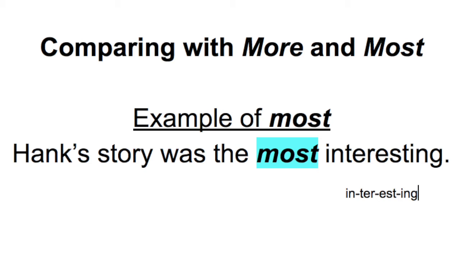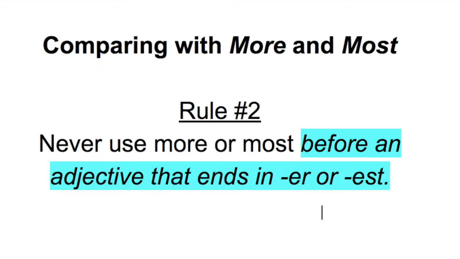All right, let's take a look at the example in our rule box of when we would use most. Hank's story was the most interesting. So here it implies that we're comparing Hank's story to several other stories. Out of all the stories, his was the most interesting. So we use most when we're comparing more than 2 things. That would be the superlative form. And again, because interesting has 4 syllables, when there's more than 2, we say more or most before the adjective.